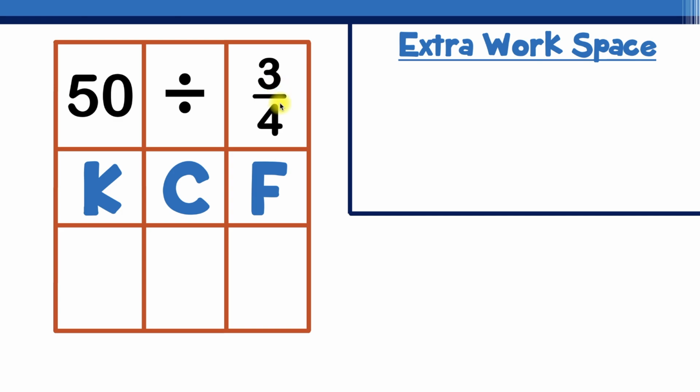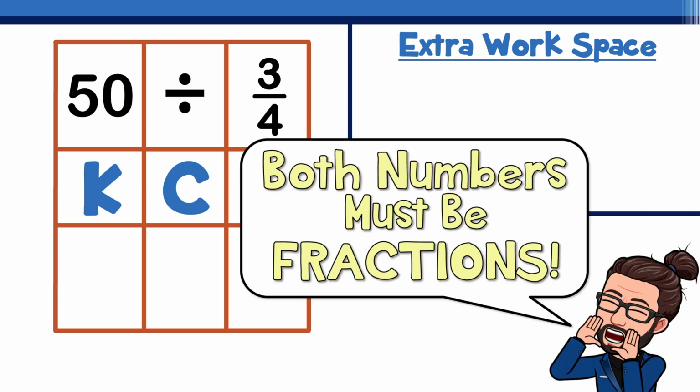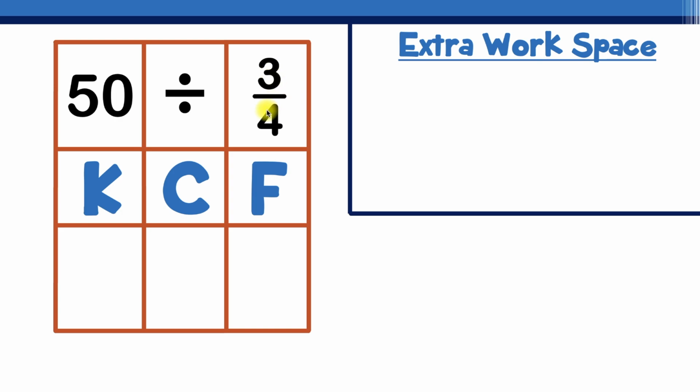But before we can even do that, we need to make sure that every value we're using is a fraction. 3/4 is just fine, but this 50 isn't a fraction. So what do you think we can do in order to make it a fraction? If you said put it over 1, you're absolutely right. So let's do that. Let's get rid of 50 and instead put 50 over 1.